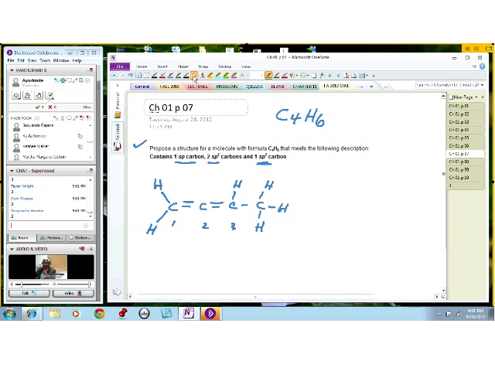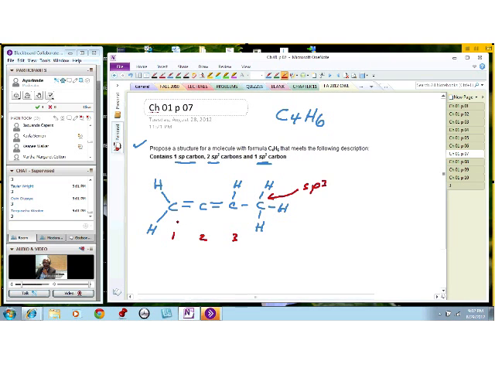So if you look at this here, the formula we have is C4H6. We have 1, 2, 3, 4. That's C4. How many hydrogens? We have 6 hydrogens. So we meet the requirement of the molecular formula. Now let us see whether we meet the requirement of hybridization. This is sp3. We all agree to that. Let me label this again. This is 1, 2, 3.